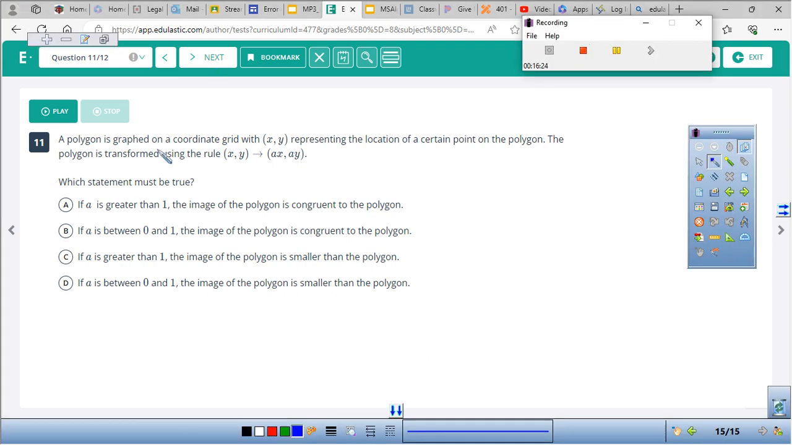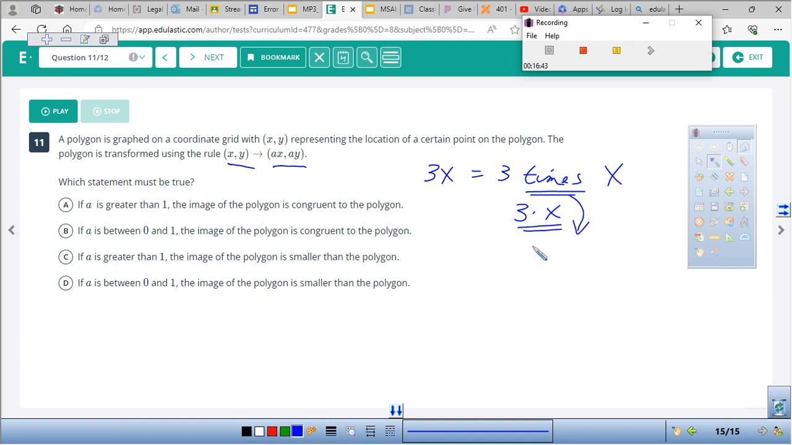Okay, so the polygon on the coordinate grid was this location of a certain point on the polygon. The polygon is transformed using this rule. Guys, when they're written next to each other like that, remember 3x means 3 times x. So when you see the word times, I told you to always remember the word dilation, and always remember the word scale factor.